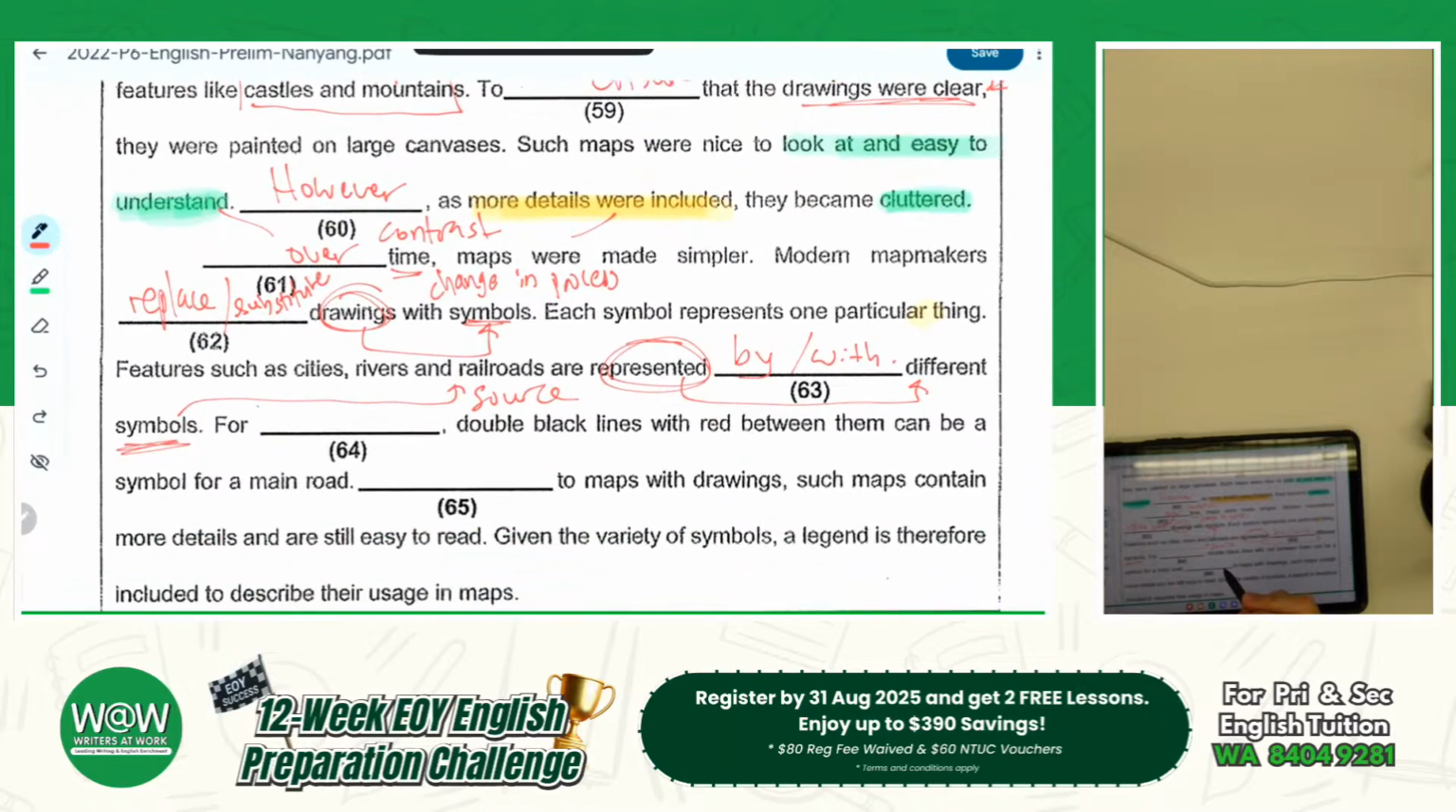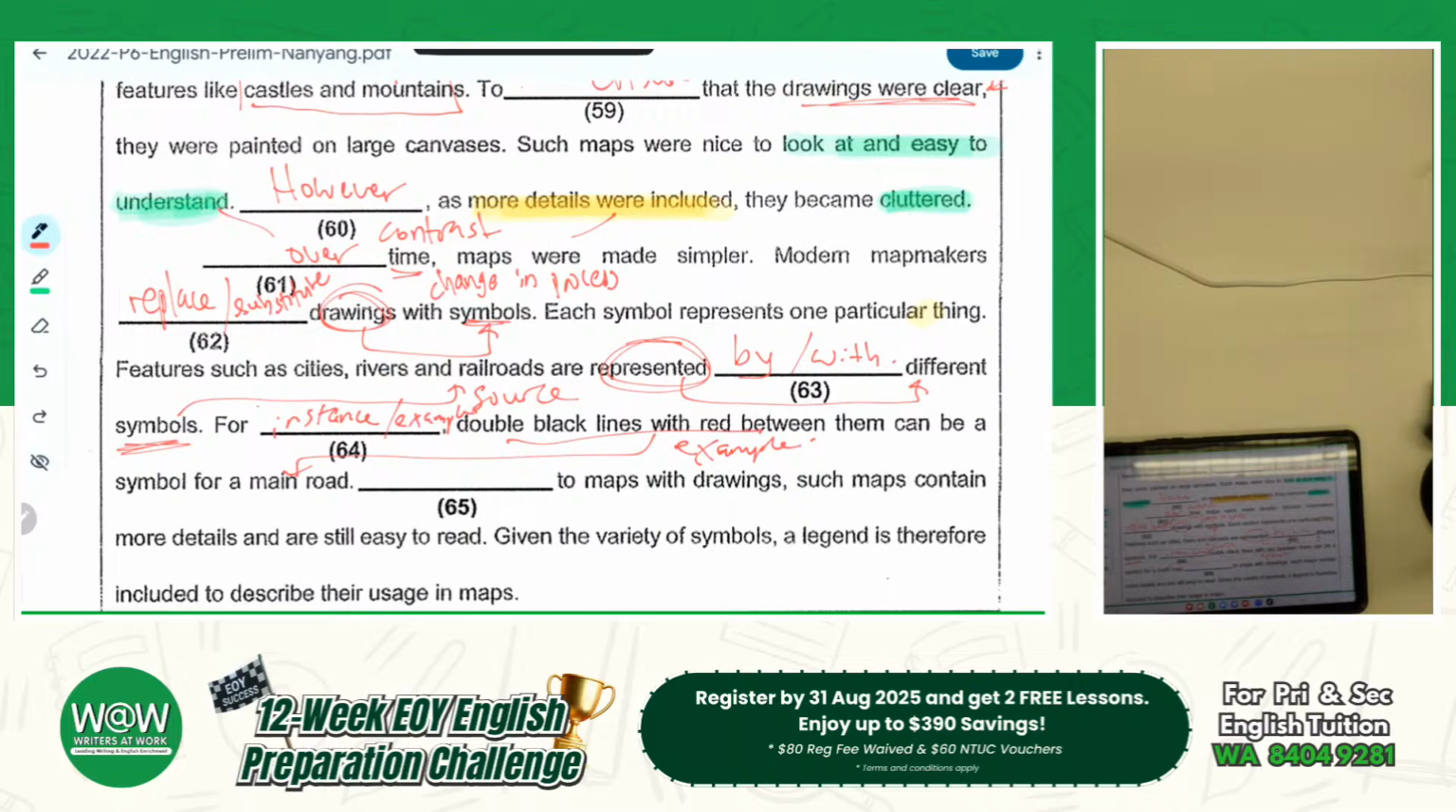For dash, double black lines and red between them can be a symbol for main road. So this is a particular example. So it'll be for instance. Okay, or you want to say for example, also accepted. Okay.